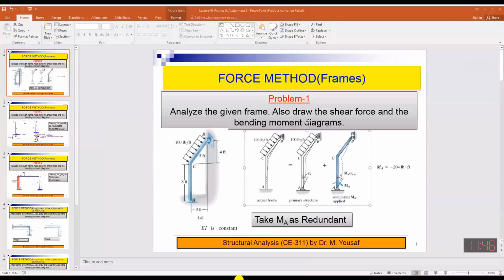Now this is an inclined member. Now at this moment you must know about the local and global coordinate system. Do you know it? Local and global. Local coordinate system and global coordinate system.